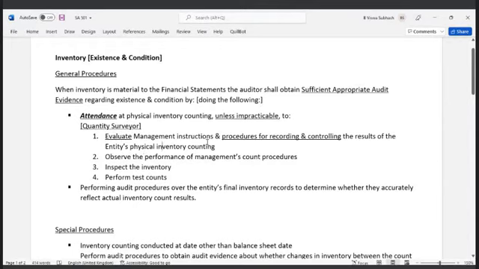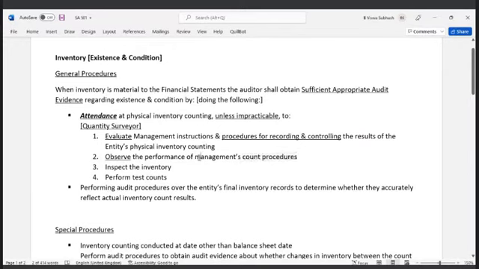Evaluate the management instructions and procedures for recording and controlling the results of the entity's physical inventory counting. What exactly are they doing? How are they counting? How are they noting? How are they reporting? This is what needs to be tested and assessed by you. Next, they are saying observe. Same thing. Observe also the counting procedures.